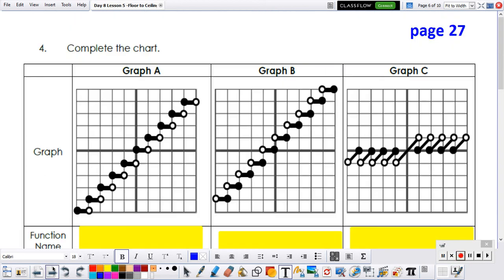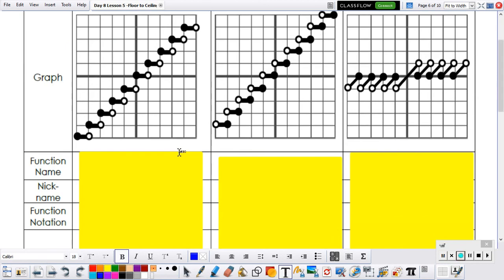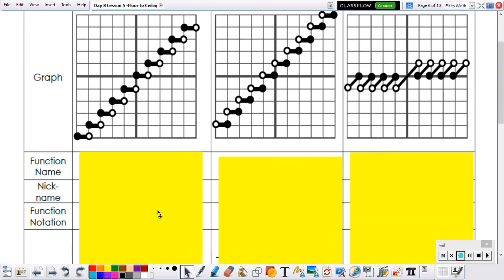All right, page 27. So now what we're going to do is we're going to complete the chart. So for graph A, we are rounding down. Now, here's the tricky thing. Mathematicians like to be a little tricky sometimes. So even though we are rounding down, we are calling this function the greatest integer function. And it is because it is the greatest integer that is less than or equal to x. What's the biggest number we can use? The biggest whole number that we can use to represent x.